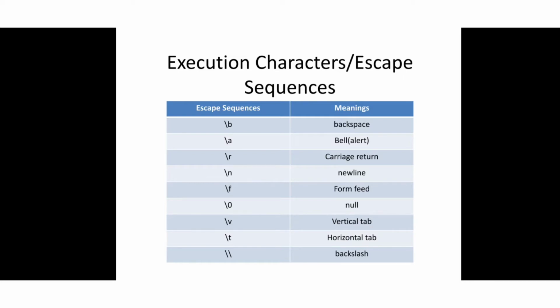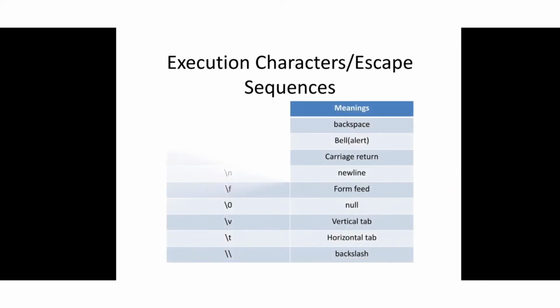These character combinations are known as escape sequences and are represented by two characters. The first character is backslash and the second character is from the C character set. For example, backslash b is used for moving the cursor to the previous position of the current line. Backslash r is used to move the cursor to the beginning of the current line.